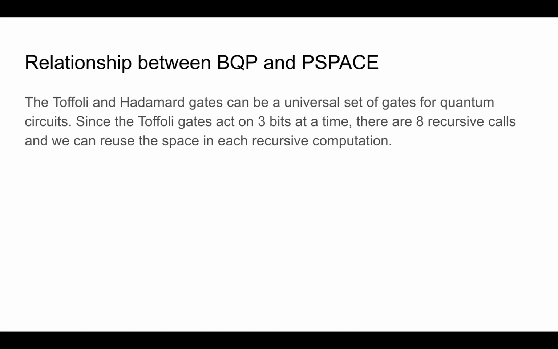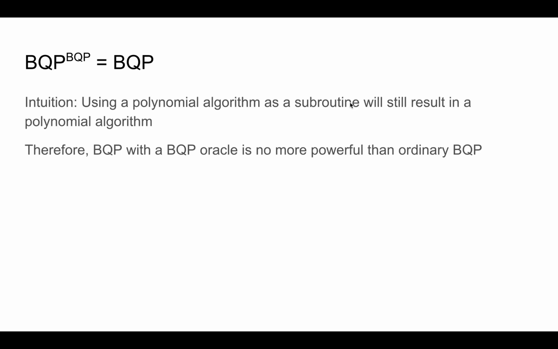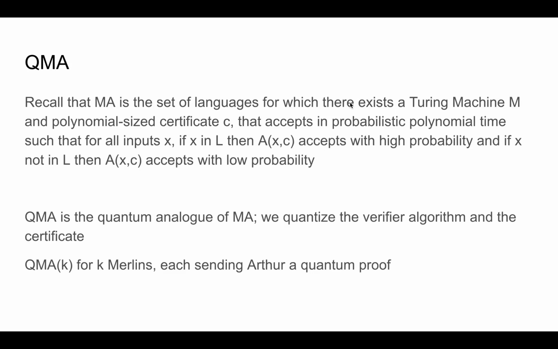So basically the Toffoli gate acts on 3 bits at a time by definition, and there will be 2 to the power of 3 equals 8 recursive calls. And because we reuse the space in each recursive computation, we find that BQP is contained in PSPACE. We use a polynomial amount of space only. Right, so to illustrate, P is within BPP, and P is within BQP, and BPP is within BQP, and BQP is within PSPACE. So these are the theorems for that.